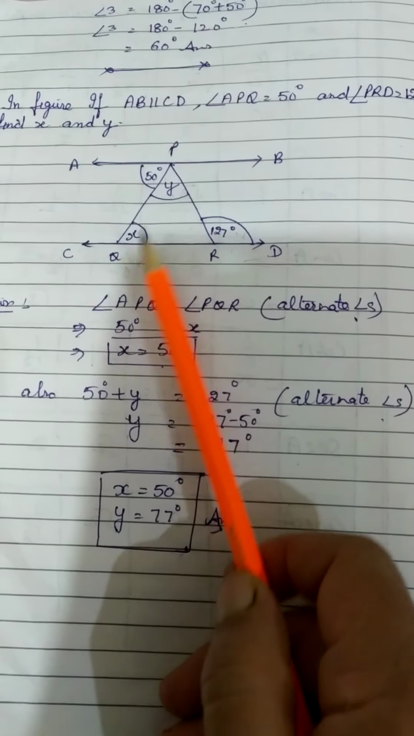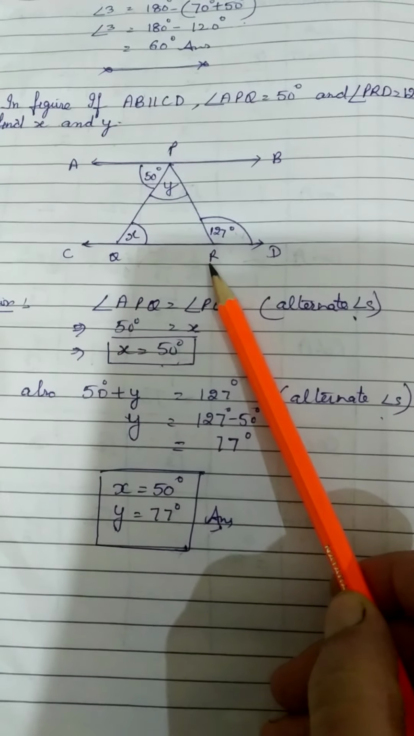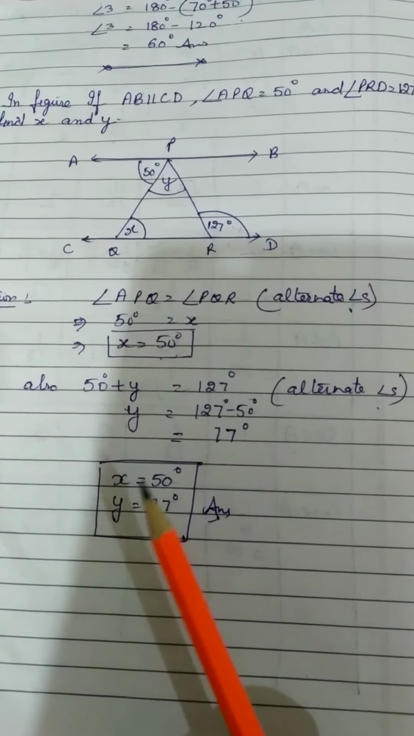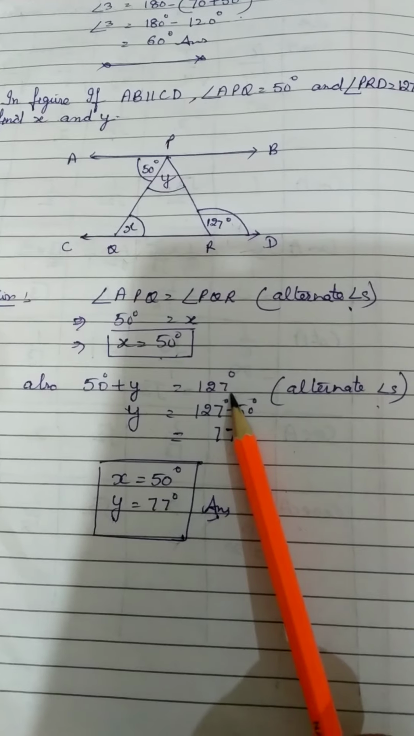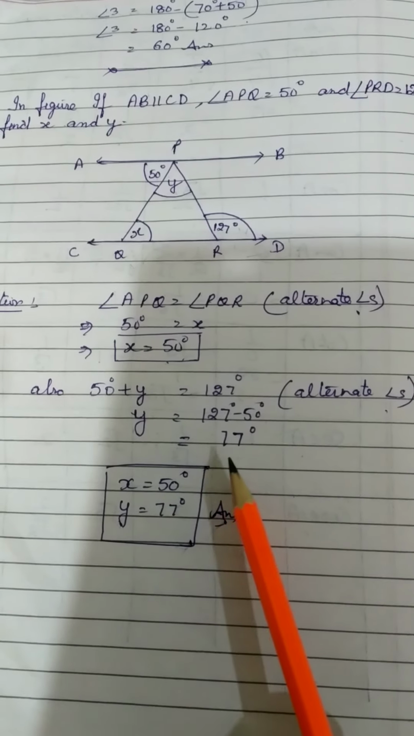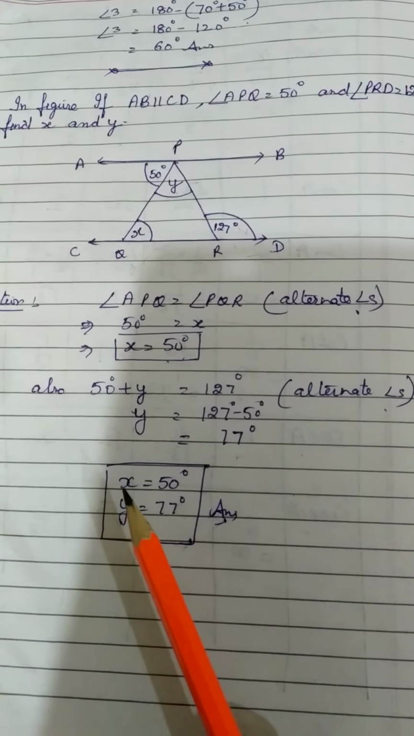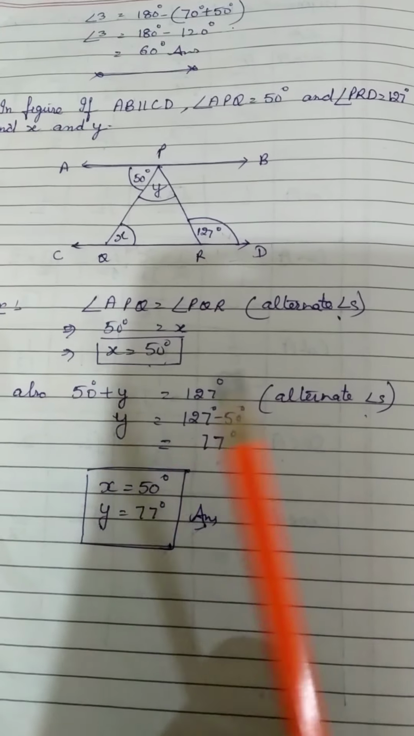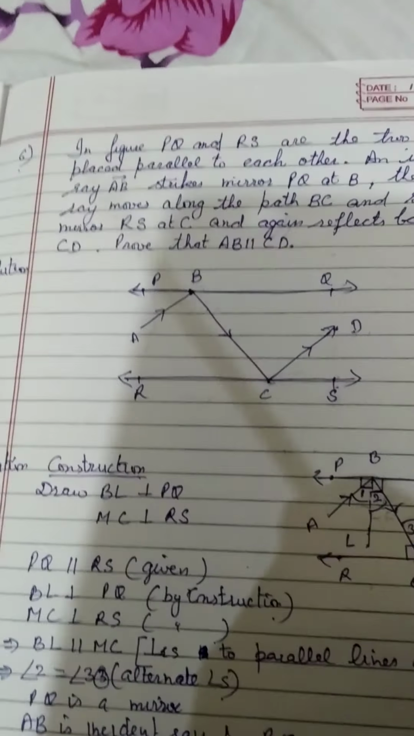And also AB is parallel to CD and PR is the transversal. In this case, 50 plus Y is equal to 127, and we get Y is equal to 127 minus 50, which is 77. Now X is 50 degrees and Y is equal to 77 degrees. Now we come to the next question.